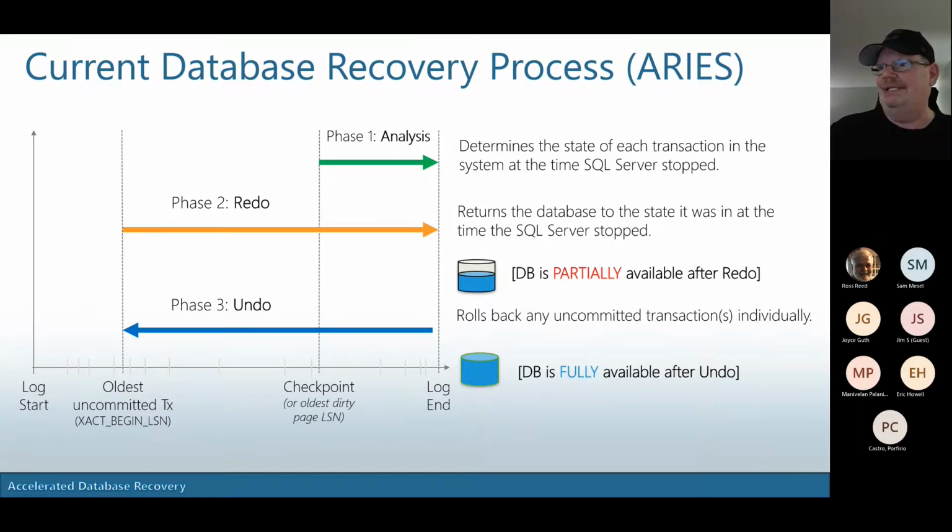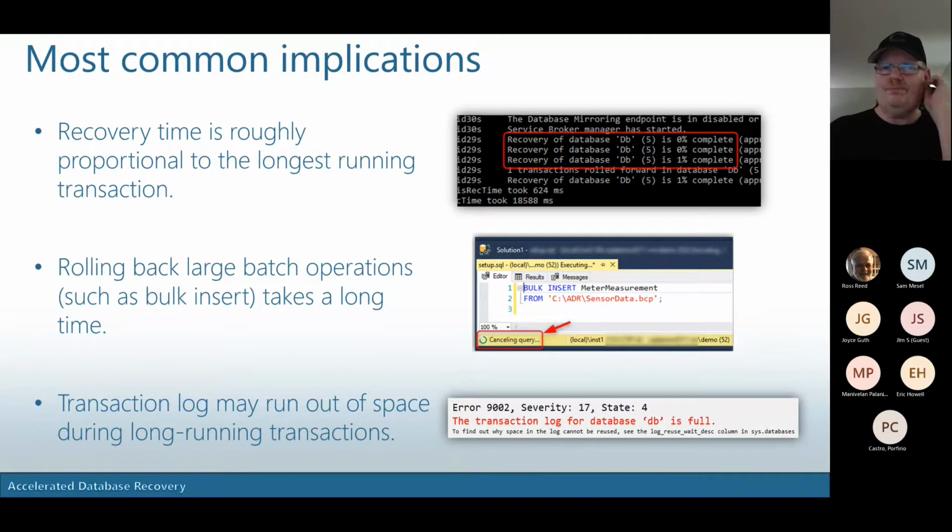The implications, as I just kind of mentioned, if I click on the slide over here. Common implications are the issues, the pain points we run into. Recovery time is roughly proportional to your longest running transaction. Rolling back large batch operations, such as a bulk insert, if I was inserting 10 million records, and I have to roll that back, takes a long time.